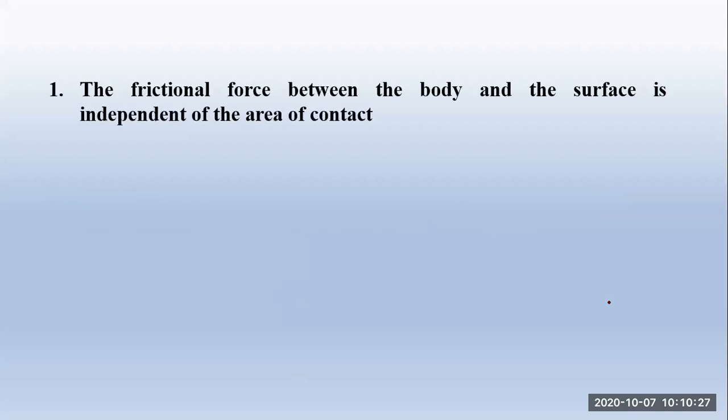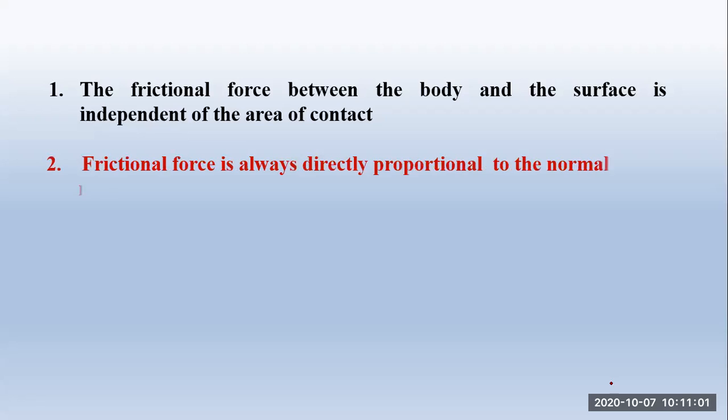So the first point is the friction force between body and the surface is independent of area of contact. So what does it mean? Means if you have larger surface area or a smaller surface area, the friction force does not depend on that. In day-to-day life, if we compare this with our experience, it seems that how is it possible actually. Generally we think that larger the surface area, more the friction will be, but that is not the case. So I am giving you an example here.